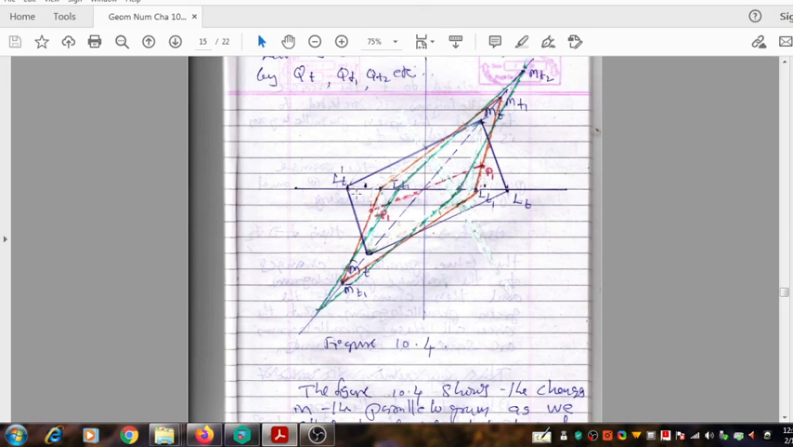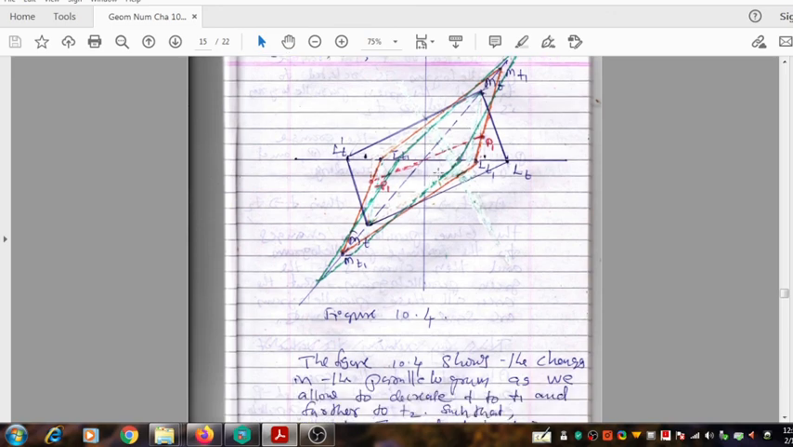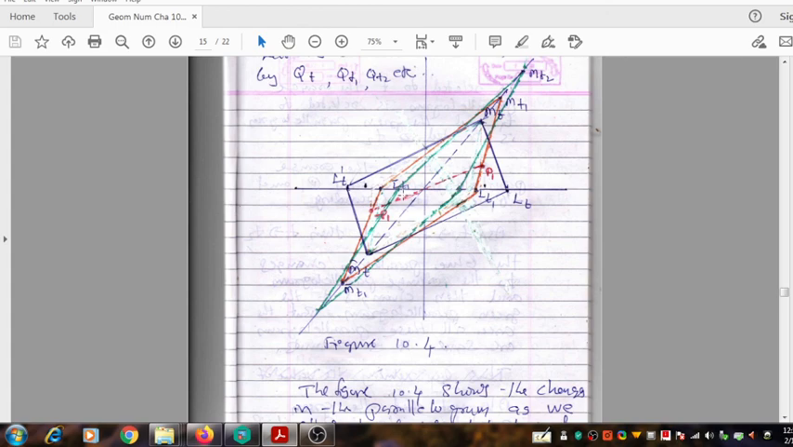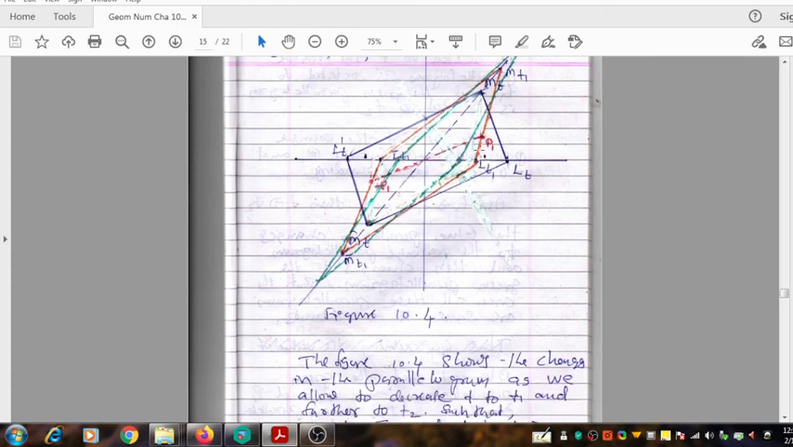So what we get is that our assumption that there exists a lattice point inside the parallelogram is thus wrong.